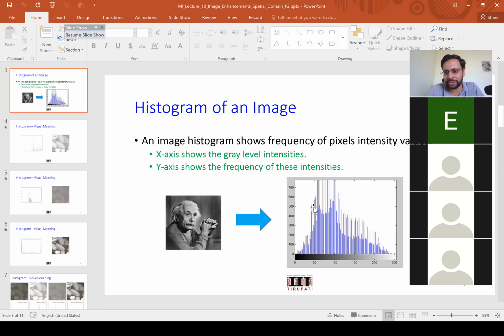Is that clear to you all? How do I get a probability density function out of a histogram? Hope it is clear to everyone. Now, here I have only 0 to 255.